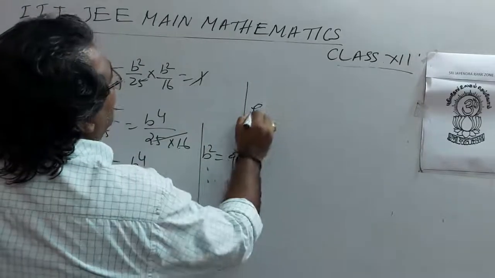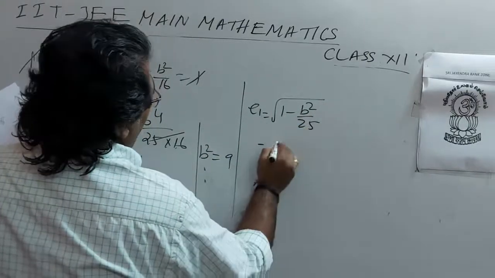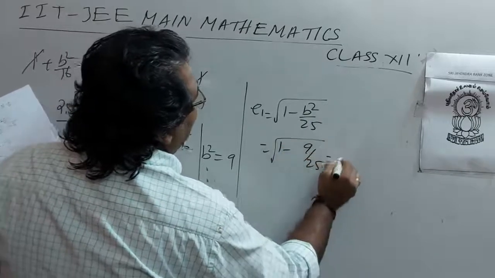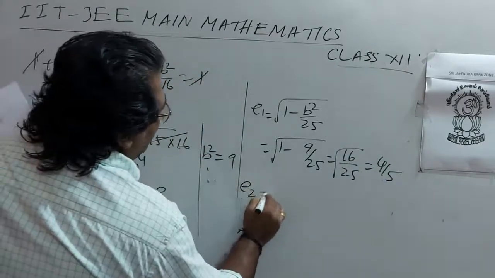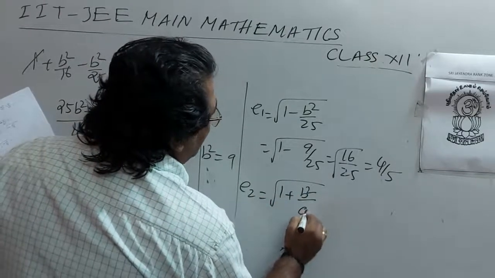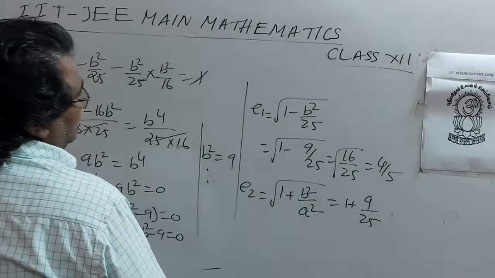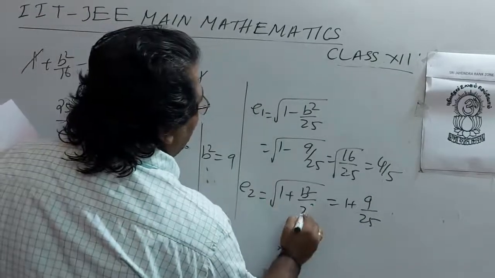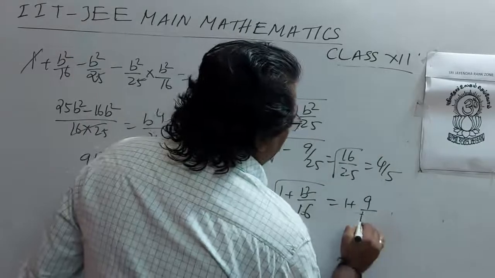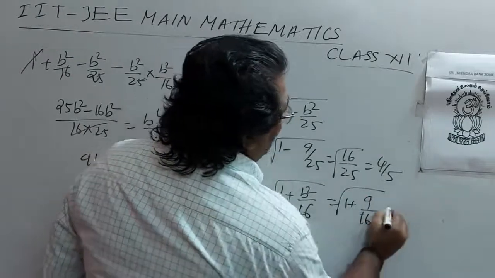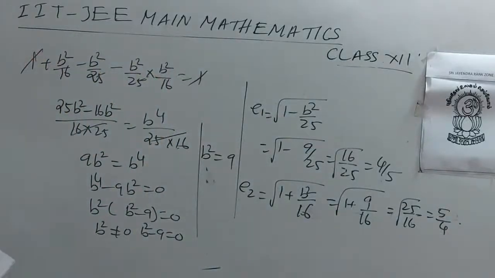Therefore, e1 equal to root of 1 minus b squared by 25, 1 minus 9 by 25, 16 by 25, equal to 4 by 5. e2 equal to root of 1 plus b squared by a squared, 1 plus 9 by 16, so 25 by 16, that is 5 by 4.